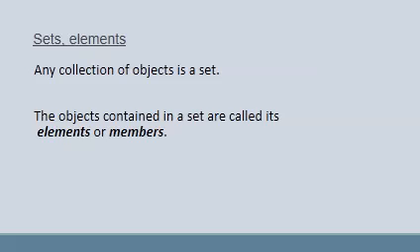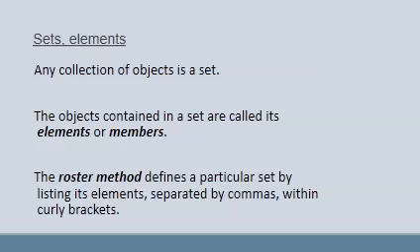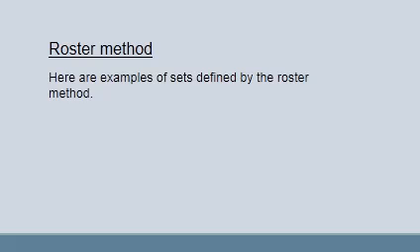So let us first define what's a set and an element. Any collection of objects is a set, and the objects contained in a set are called its elements or members. The roster method defines a particular set by listing its elements separated by commas within curly brackets. For example, we have a set {A, B, C}. They are separated by a comma and within curly brackets.